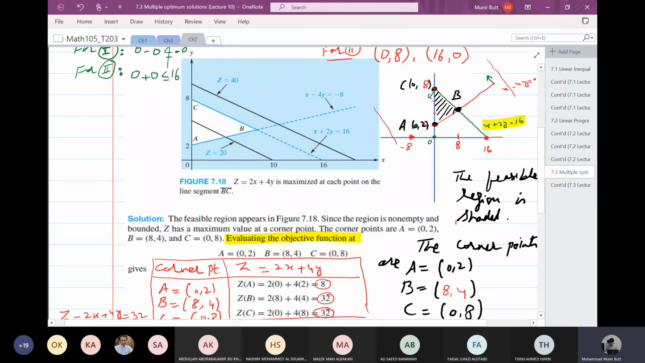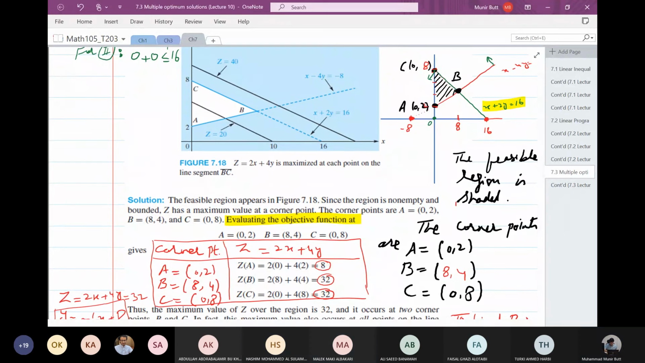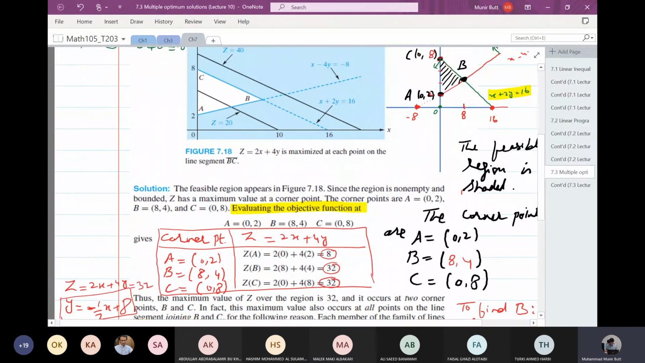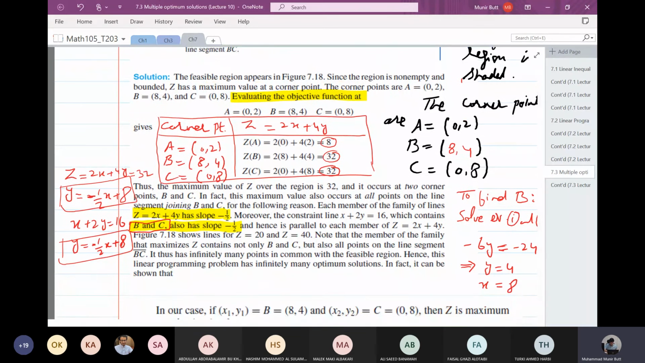If the slope is the same, what does this mean? You remember? They are parallel. Infinite many solutions. Yes, they are parallel. So it means that the maximum value remains the same. And this is what is written here. Each member of the family of lines has the slope minus 1 over 2, as I told you here, and they are parallel to each other.